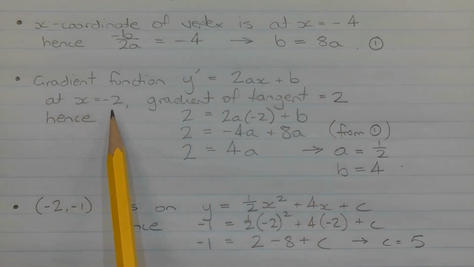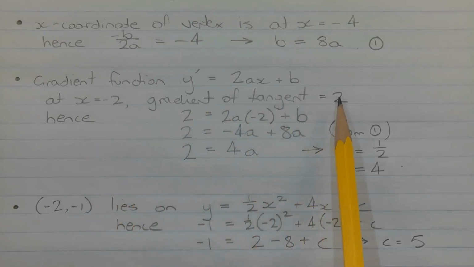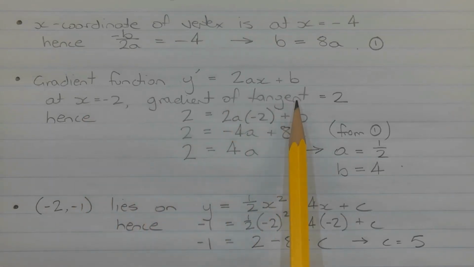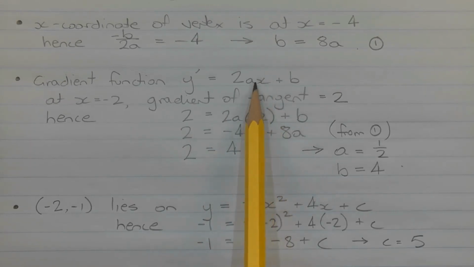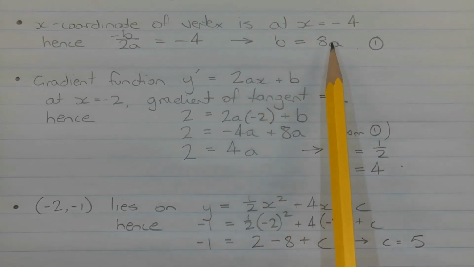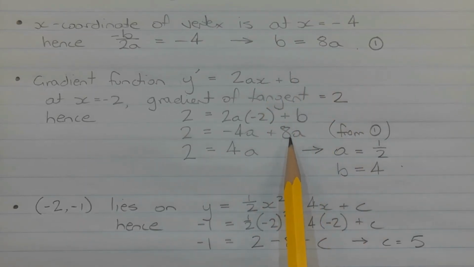Now, at x equals negative 2, the gradient of the tangent is 2. If you recall, the equation of the tangent was given as t of x equals 2x plus 3 at a particular point on the parabola. We know what that particular point is now. It's the point negative 2 comma negative 1, which we found earlier. So at x equals negative 2, the gradient of the tangent is 2. Hence, 2 equals 2a times negative 2, so I've substituted x equals negative 2 here, plus b. But we've found up here that b equals 8a, so we can replace the b with 8a.